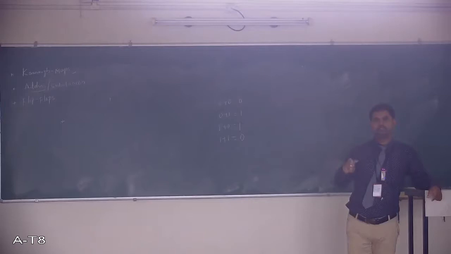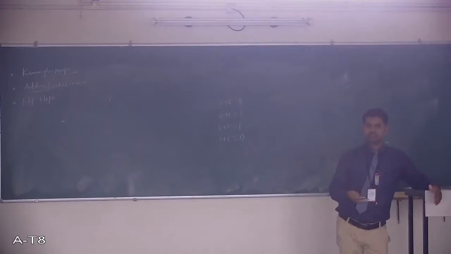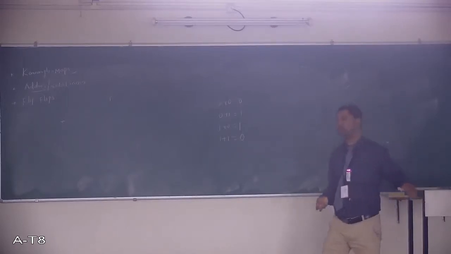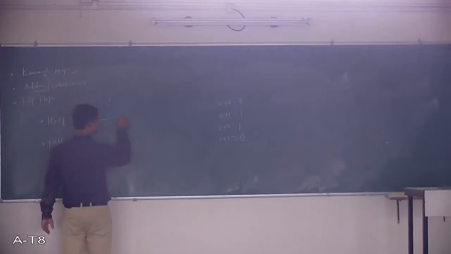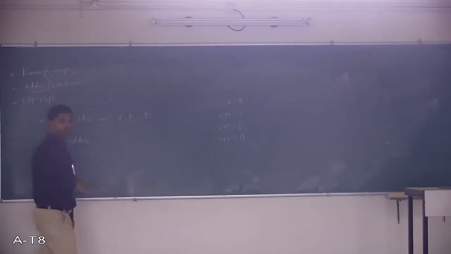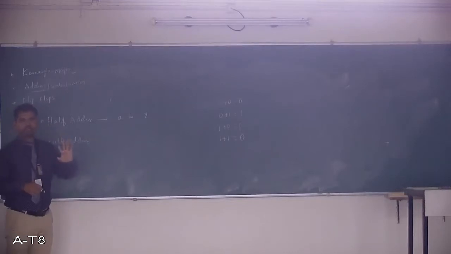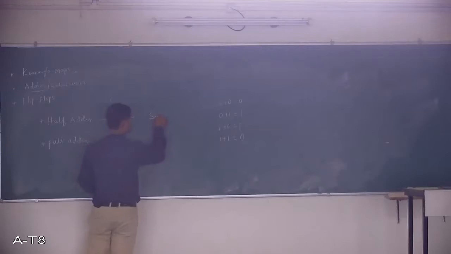If it adds 2 bits, then it is a half adder. If it adds 3 bits, then it is a full adder. You have 2 types. One is half adder, one more is full adder. Half adder has 2 inputs and 2 outputs. It adds 2 bits, that's it, and it will produce sum and carry. The outputs are sum and carry.